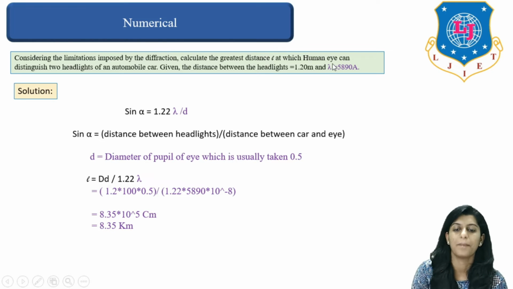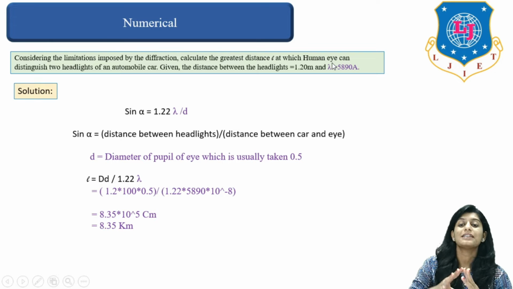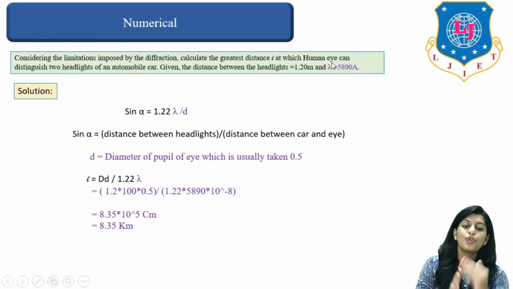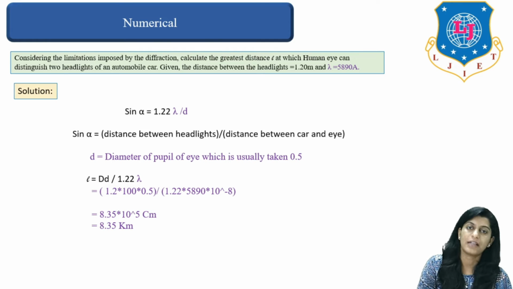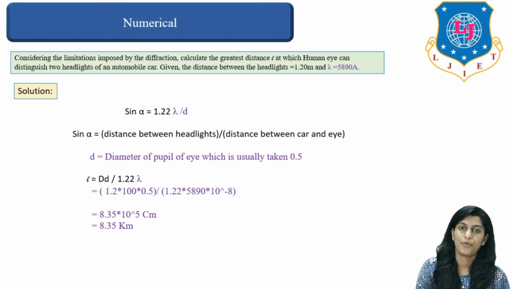What we need to determine is the greatest distance L through which human eye can distinguish between two headlights of a given car. So for this particular problem, we know that Rayleigh criteria will help us to determine this solution, right? So let us take the statement of Rayleigh criteria. According to it, sin alpha equals 1.22 lambda by d, right?